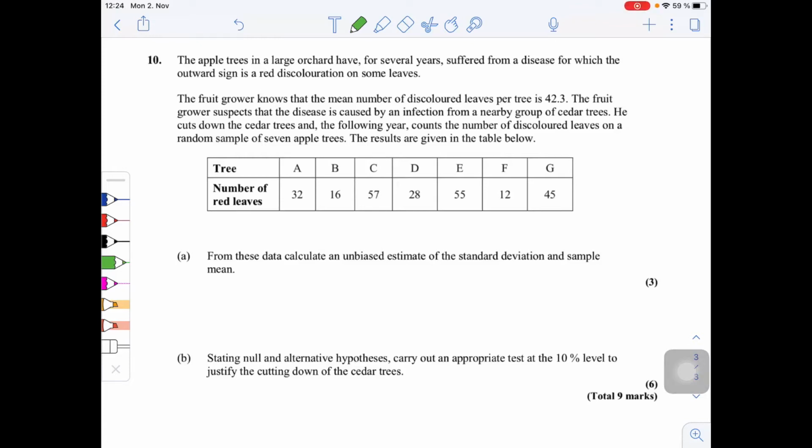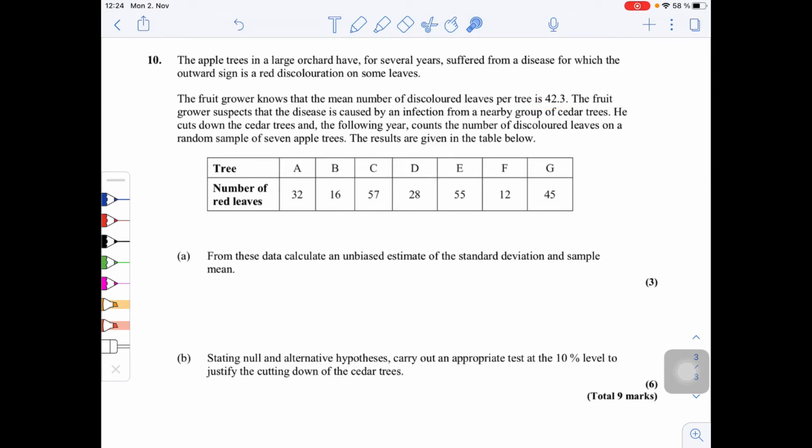Question number 10. The apple trees in a large orchard have, for several years, suffered from a disease for which the outward sign is a red discoloration on some leaves. So, to understand the question is very, very important. It says the fruit grower knows that the mean number of discolored leaves per tree, this is the mean.